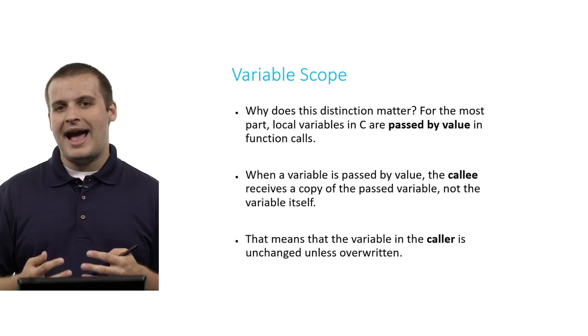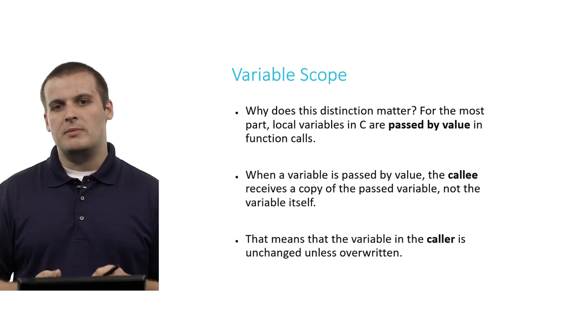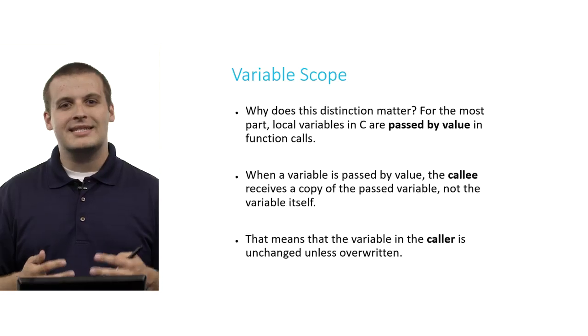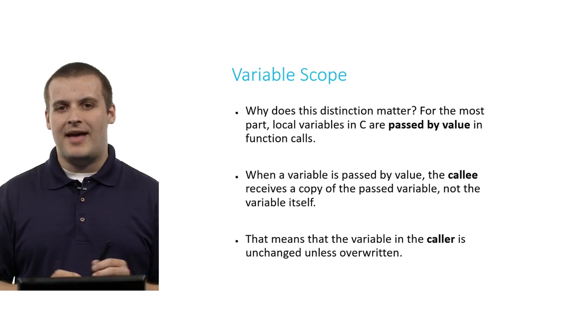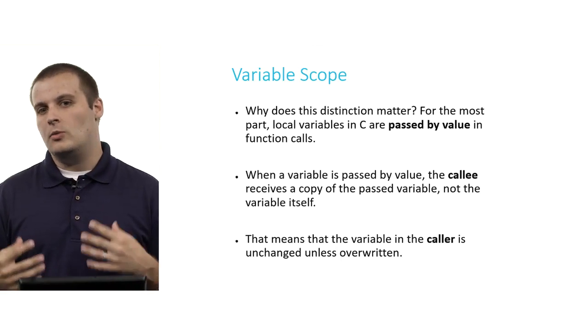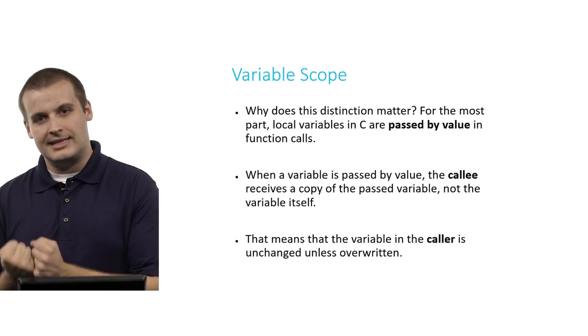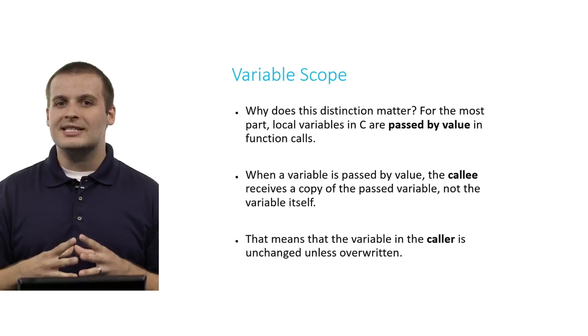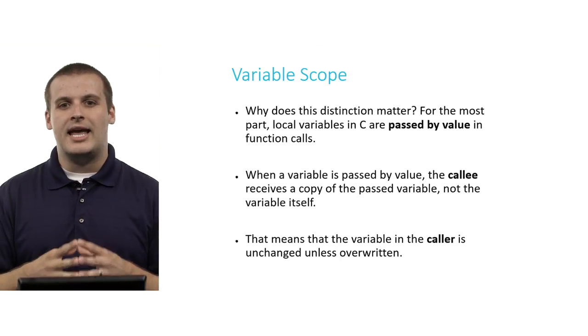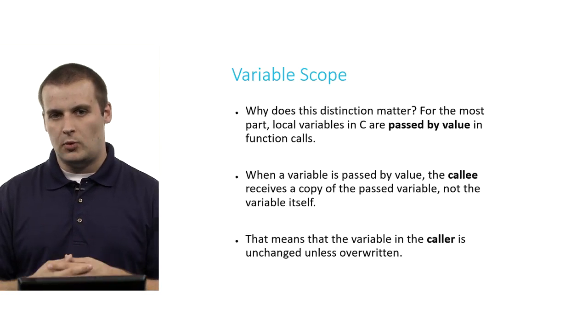Why does this distinction matter? Why do we care whether some variables are local and others are global? Well, for the most part, local variables in C are what's called passed by value when we make a function call. What does that mean? When a variable is passed by value, the callee, which is another way of saying the function that is receiving the variable that gets passed in as an input, doesn't actually receive that variable itself. It receives its own copy of it to work with.